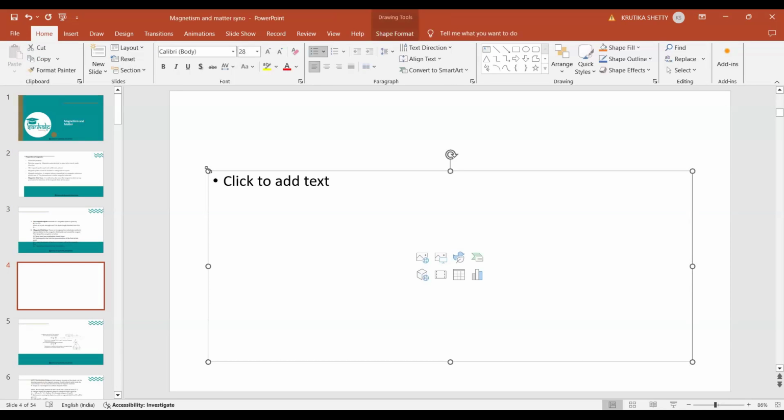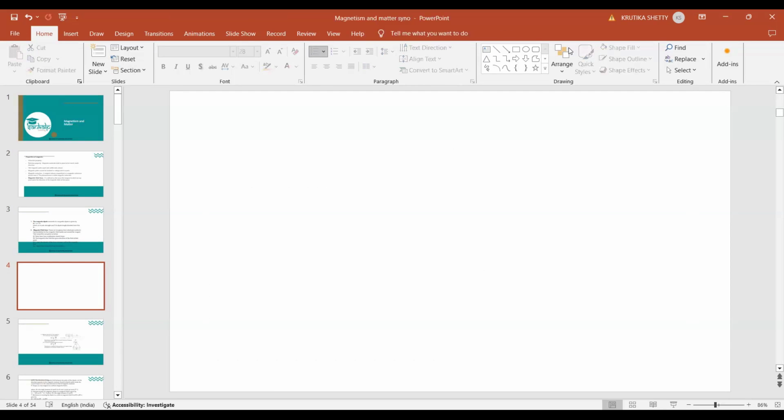As I told you, the lesson is very small, and some parts of it have been deleted. So now let us start from the magnetic dipole. What do you mean by the magnetic dipole?